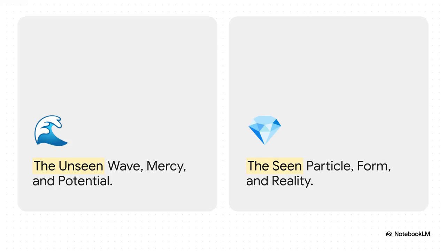Okay, so the whole framework really kicks off by splitting reality into two sides. On one hand, you have the unseen world. Think of this as the quantum realm. It's all waves, pure potential, just possibilities. Then, on the other hand, you've got the seen world. That's our world, right? Solid particles, concrete reality. And the whole point of this model is to build a mathematical bridge between these two.